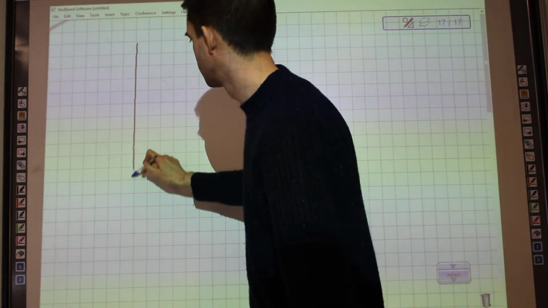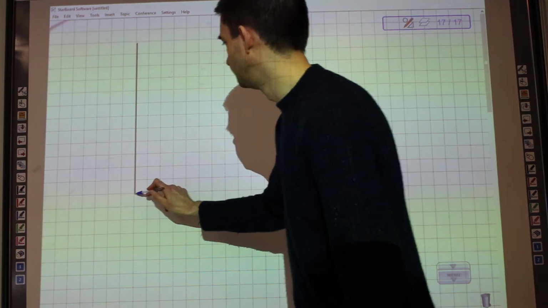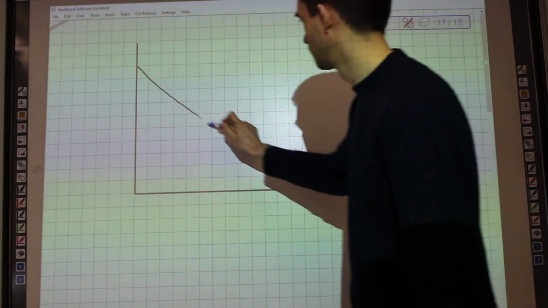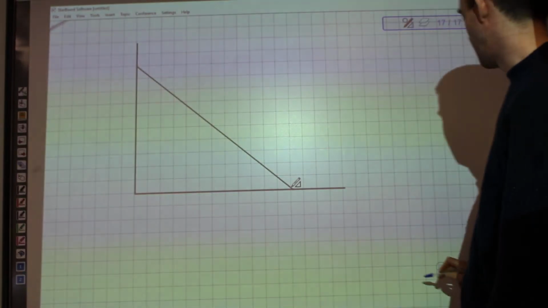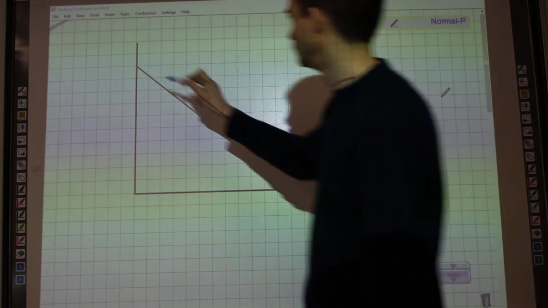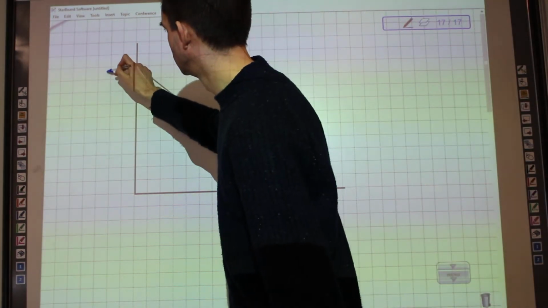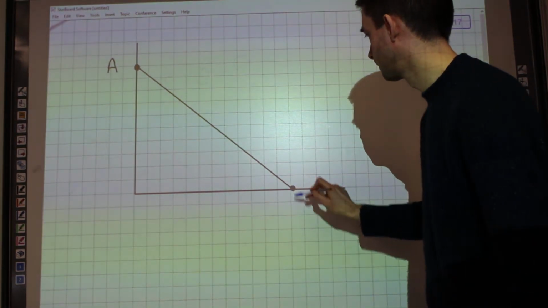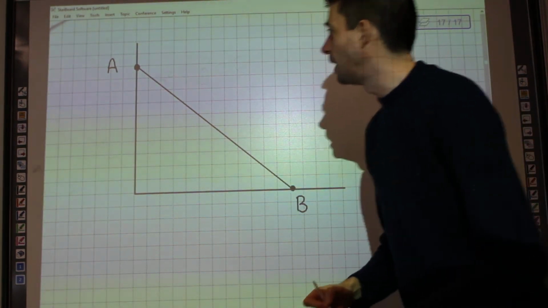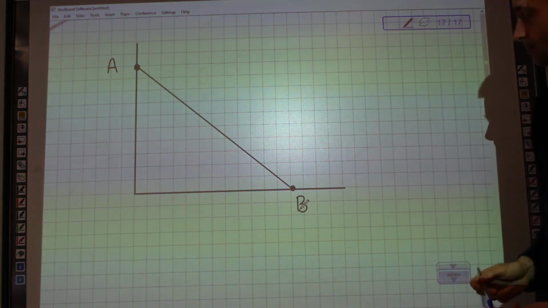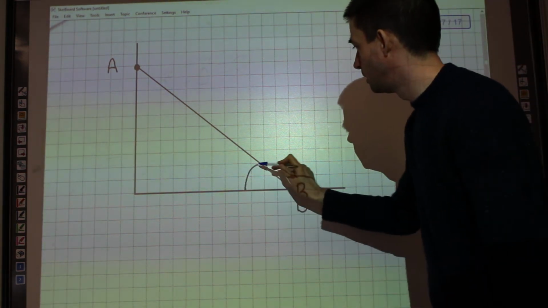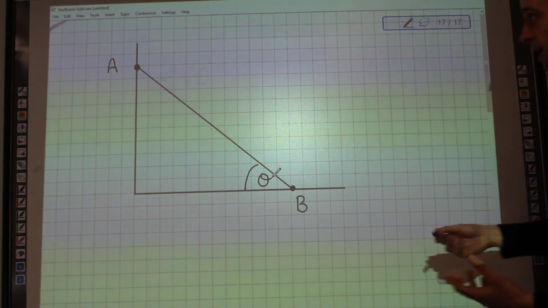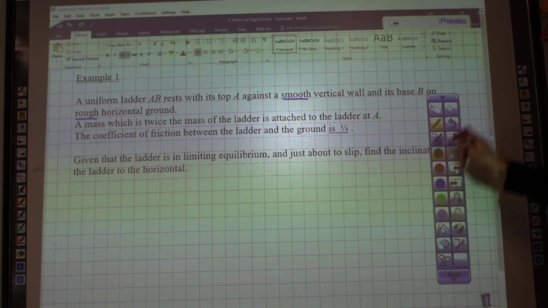So, we have a smooth wall and we have a rough floor, and then we have a ladder. The ladder is in contact with the wall at the point A and in contact with the ground at the point B. And we're being asked to find the angle of inclination, which is that angle theta there. So we'll label that on straight away. That is the end point on our journey.